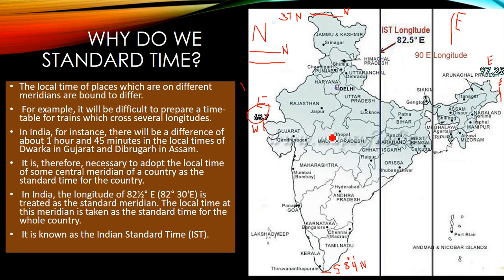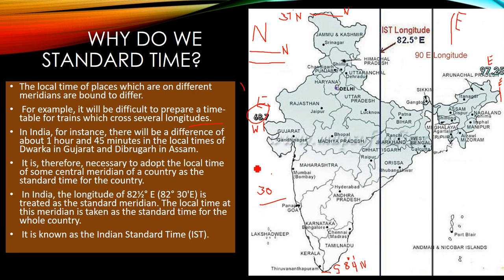Now I told you already that our country, the extent of this is nearly 30 degree, right? The local time of places which are different meridians are bound to differ. For example, it will be difficult to prepare a timetable for trains which cross several longitudes. Look at the longitudes, it's 30 degree.